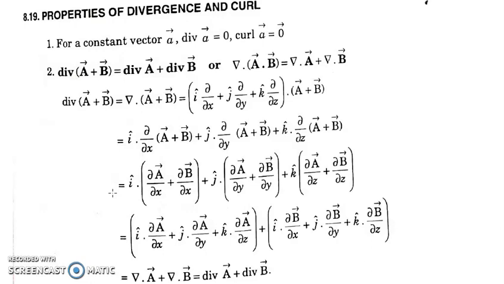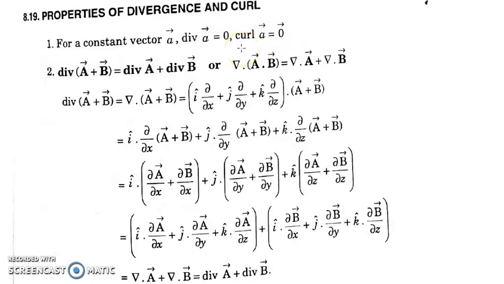The first property is: for a constant vector A, divergence of A is 0 and curl of A is 0. If A is a constant vector, divergence is given by dou a1 by dou x plus dou a2 by dou y plus dou a3 by dou z. Components of A are constants, so each derivative will be 0. So divergence of A will be 0 in that case.